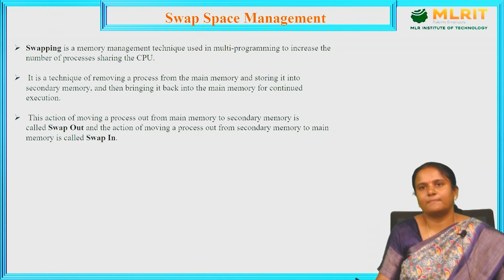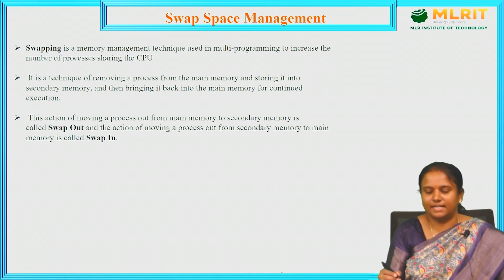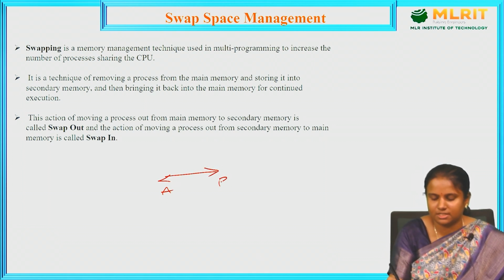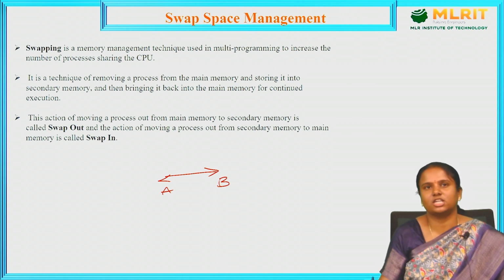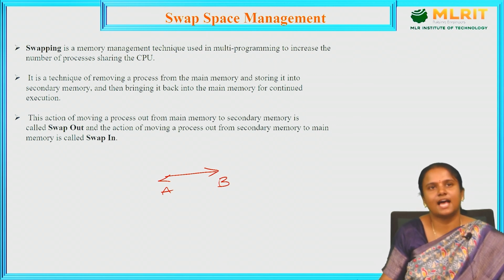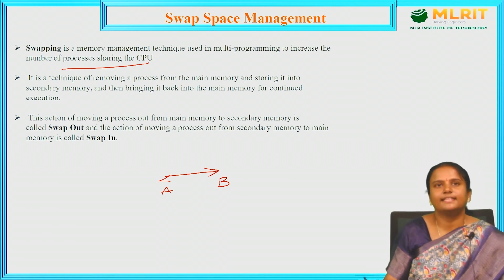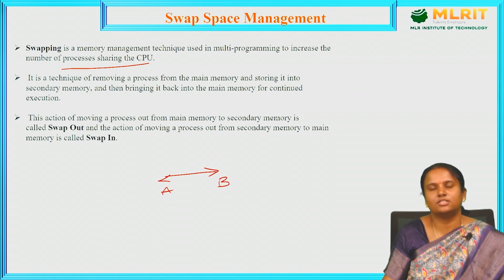Before going to swap space management, let us know the definition. What do you mean by swapping? Swapping is nothing but interchanging of two processes, process A or process B. They will be interchanging. So, the definition is: swapping is a memory management technique used in multi-programming to increase the number of processes sharing the CPU, the central processing unit.